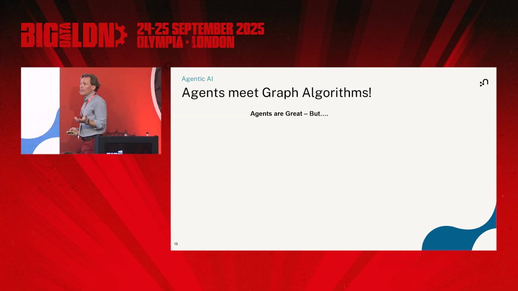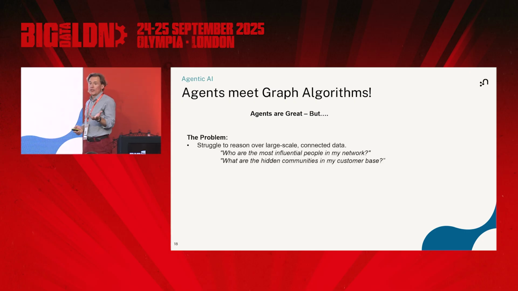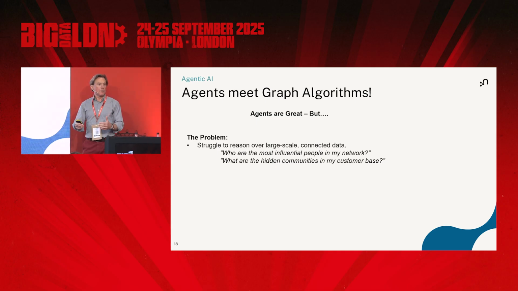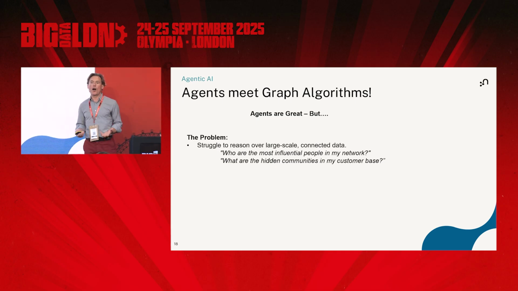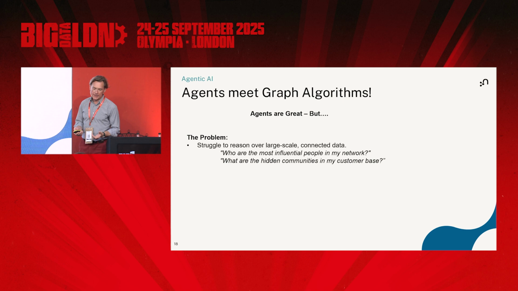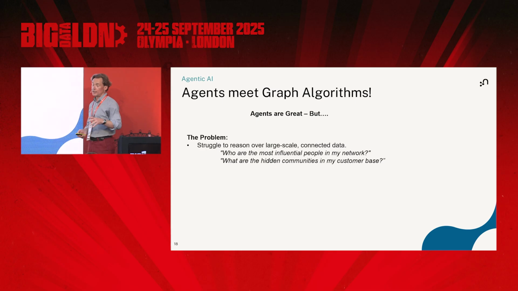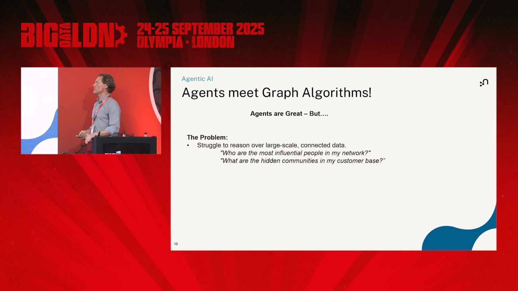But there's a little bit of a problem with these agents. Yes, you can call a Python script, and yes, you can do all kinds of other things, but they can't really reason the way a graph algorithm potentially can. So they can't answer questions like: who's the most influential person? Which part of my client base is the most important, etc., etc.